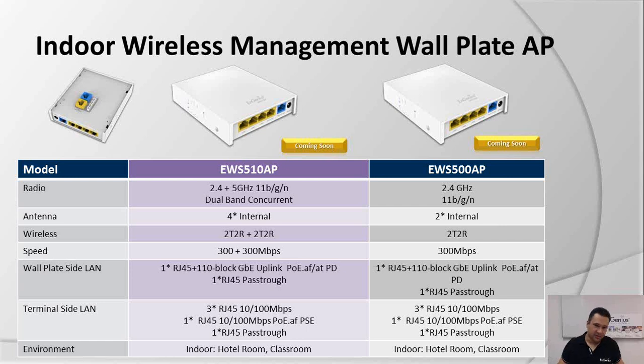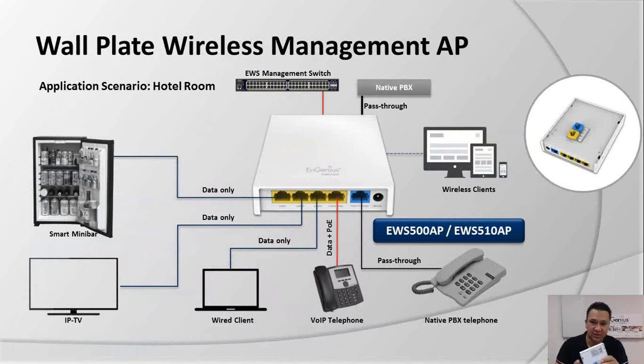Also coming soon, but this will take maybe 1 or 2 months more, is the EWS 500 series, 510 and the 500, where we have a single band and a dual band solution. It's very small, actually. It's about 15, 16 centimeters. Let me just go to the next slide. It's a wall plate wireless management access point. These access points are specially designed for hotel room deployments, or even classroom deployments, where you want to have a managed access point capable to be the connection point for all the network associated devices.